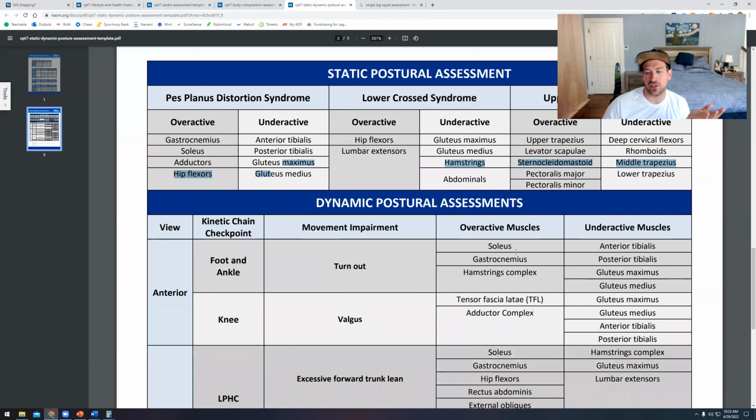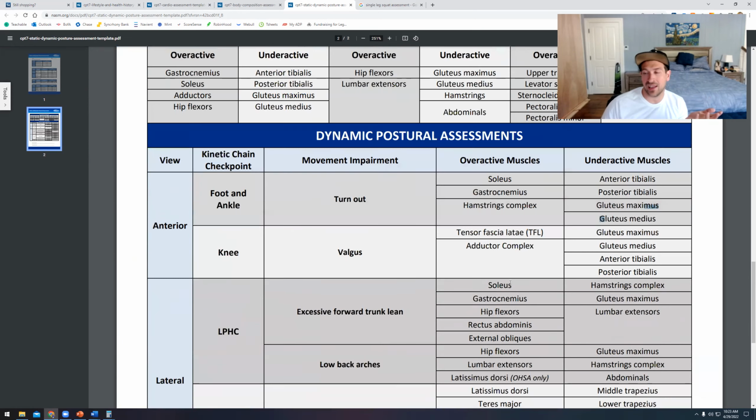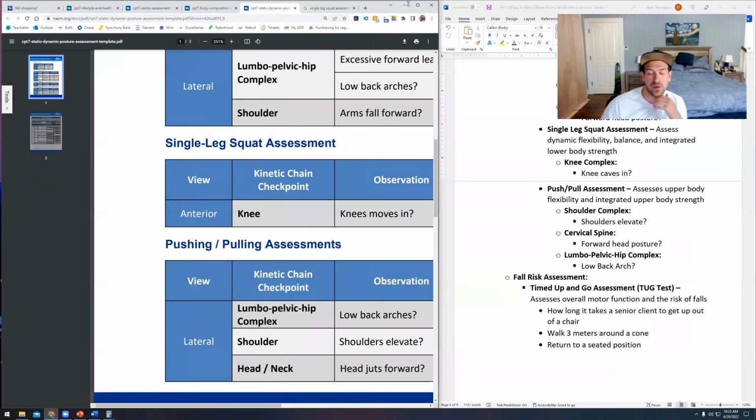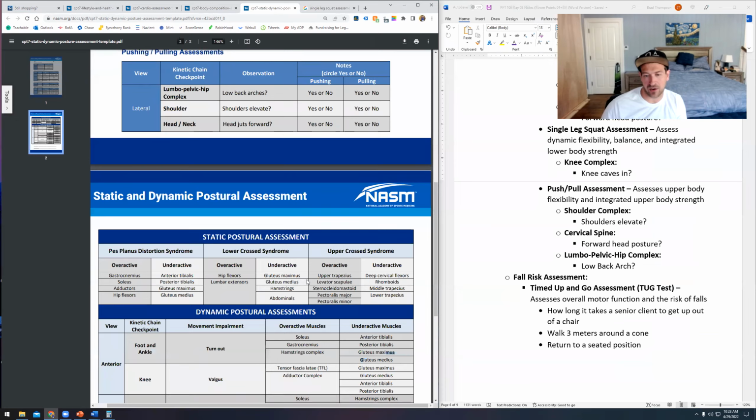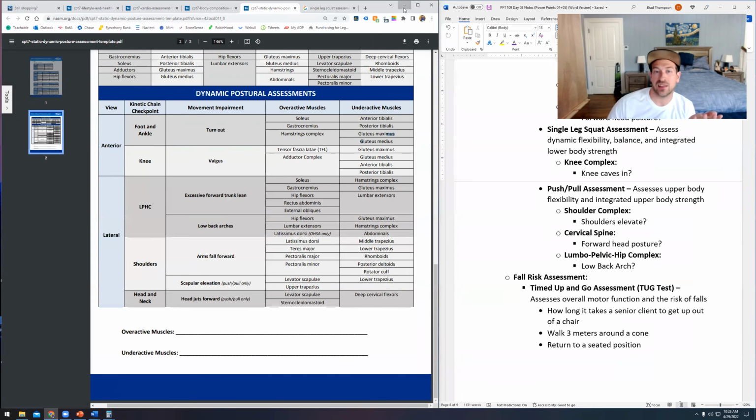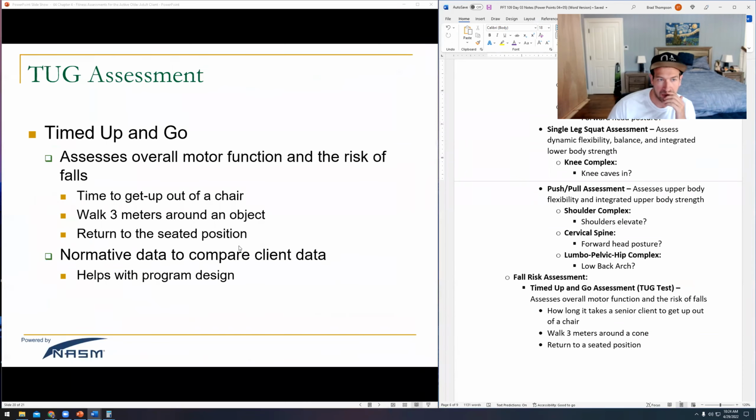What if my client's foot turns out? Overactive soleus, gastrocnemius, hamstrings, right? Underactive, anterior and posterior tib, glutes. So it's got all my answers for me. Shows me what muscles to pick. Now, I know exactly what muscles I'm going to prioritize strengthening when I write their program next, okay? So that's our overhead squat.